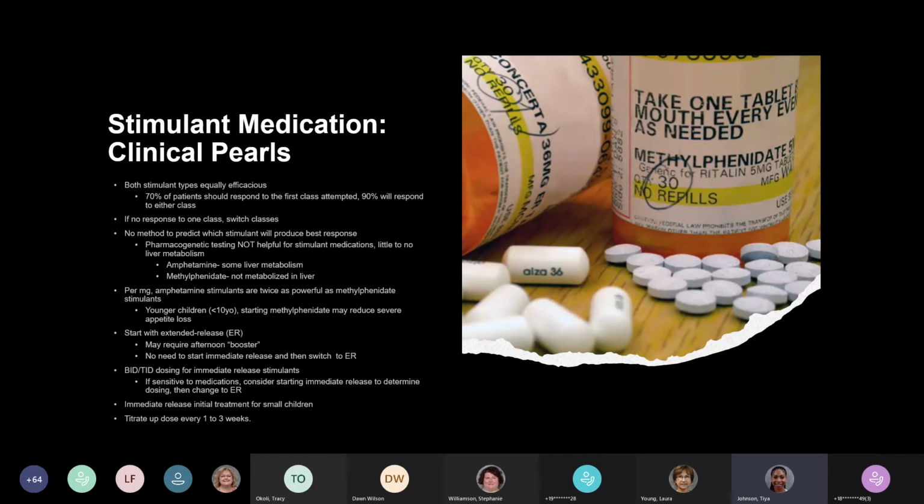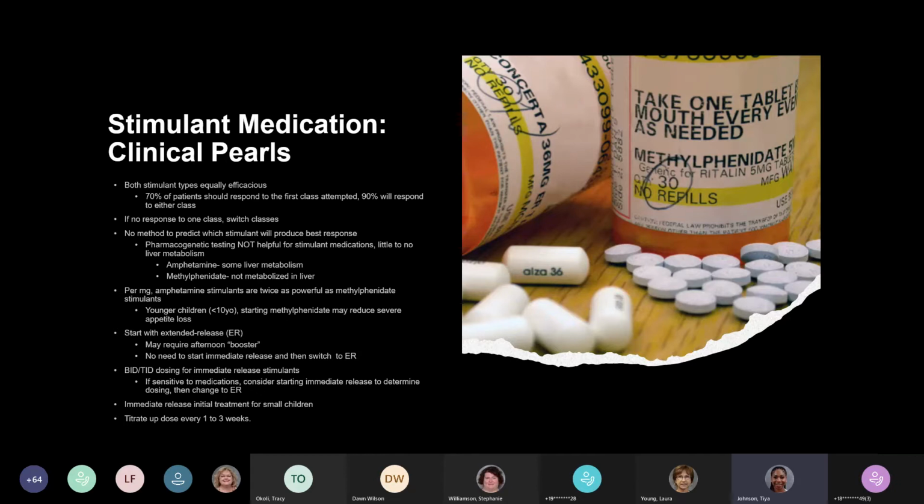So do not use that and think that's going to tell you how to prescribe, or which is going to be better for the patient, which is not what those tests determine anyway. Do not utilize them for that purpose for stimulants.